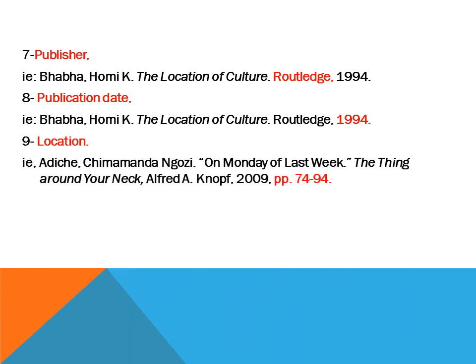9. Location, which means the page or the URL of the information. It means where we can find or locate exactly the source that you have cited. In our example here, the short story of the Nigerian writer Chimamanda Ngozi Adichie, "On Monday of Last Week," is located exactly in the pages between 74 and 94.